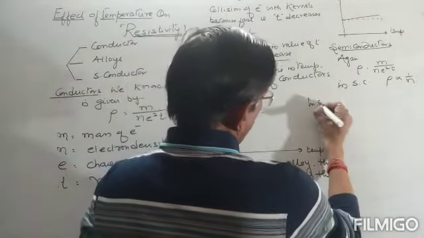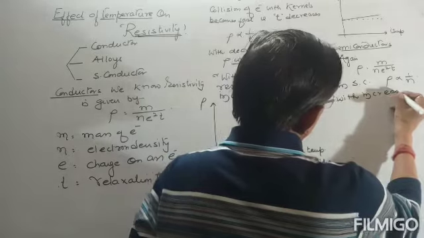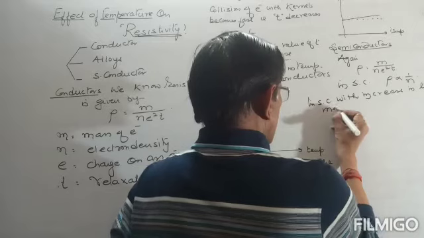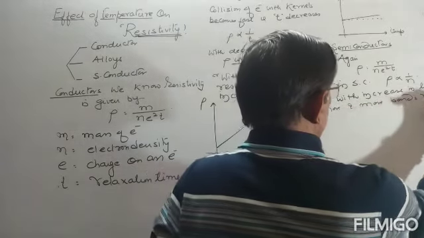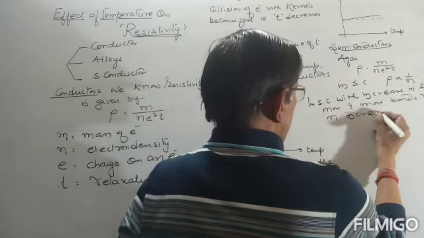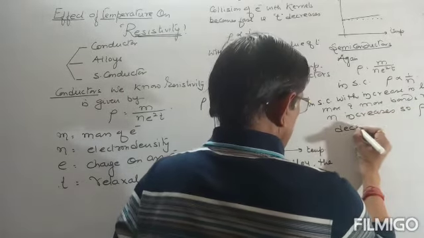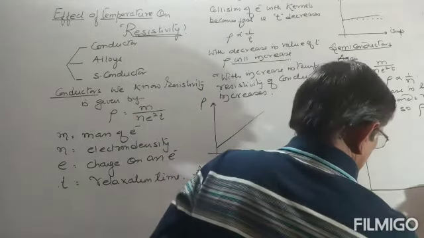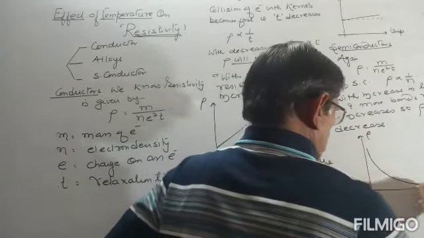So, in semiconductor, with increase in temperature, more and more bonds rupture, n increases, so rho decreases. This side temperature, this side resistivity, the graph will be of this shape.